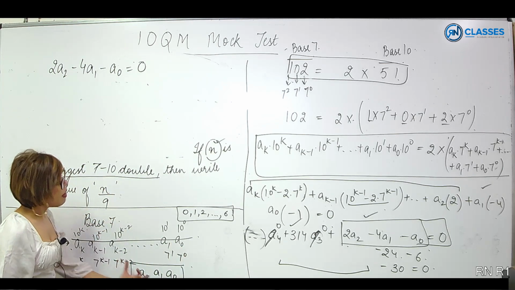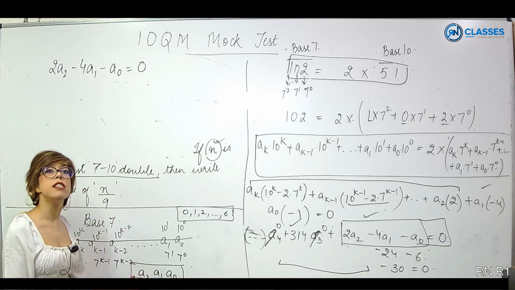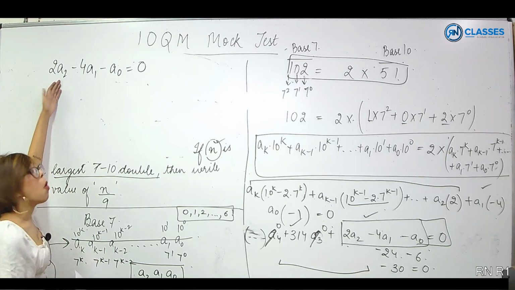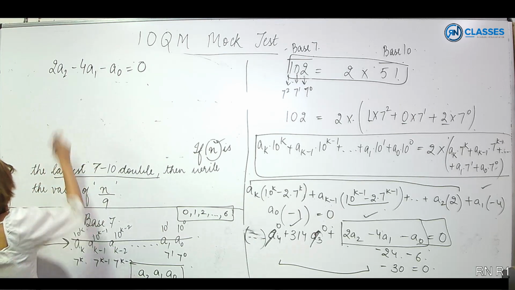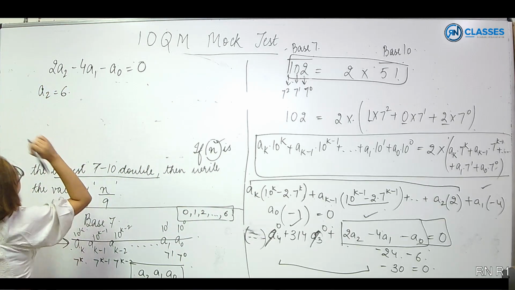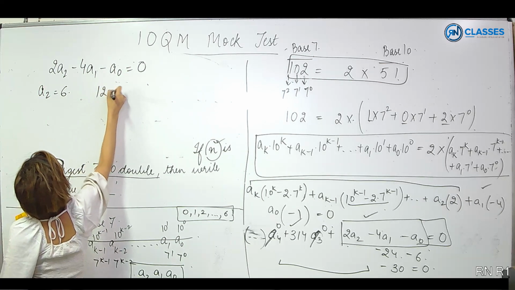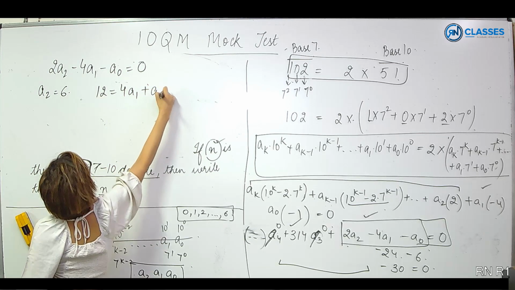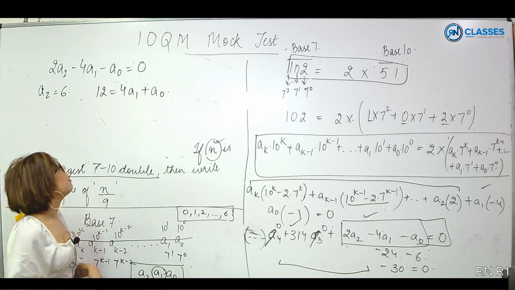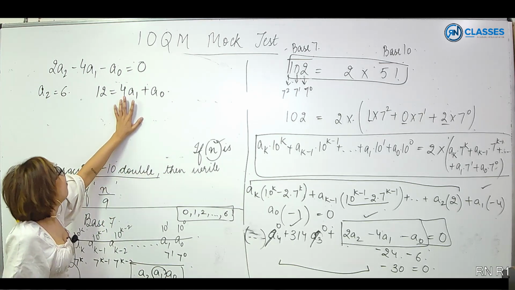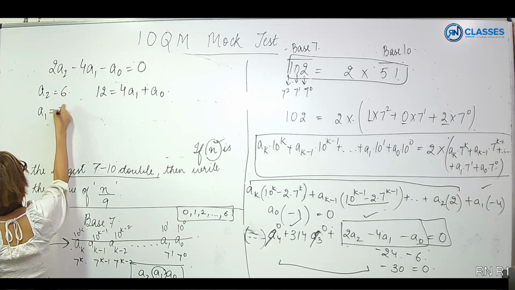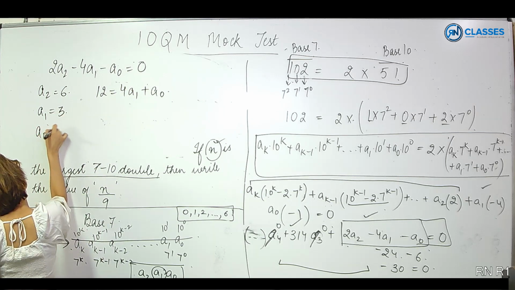Three digits. Now if I want this number to be largest, I will make sure A2 is largest. That means I want it to be 6, because that's the largest digit I can use. So A2 is 6, which means 12 is equal to 4A1 plus A0. Now I want the second digit to be largest, that means A1 should be largest. The largest value of A1 I can take is 3. If that is the case, A0 automatically becomes 0.